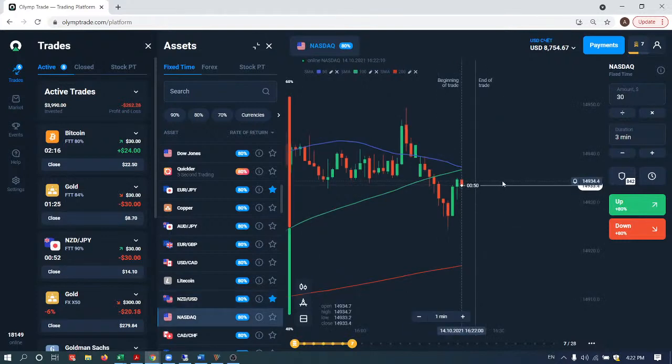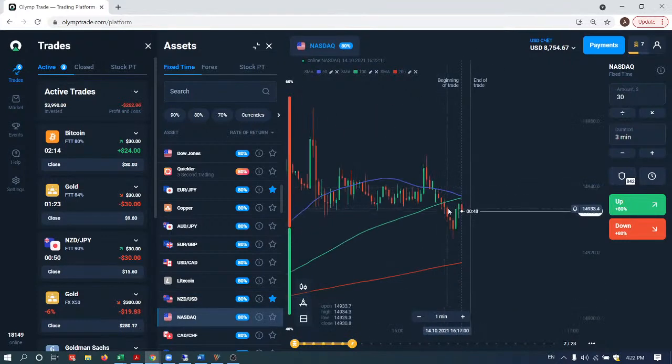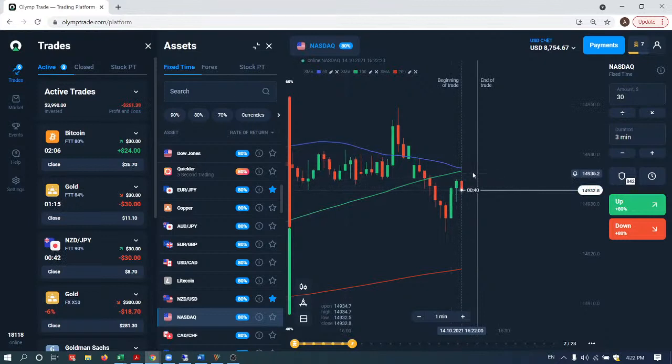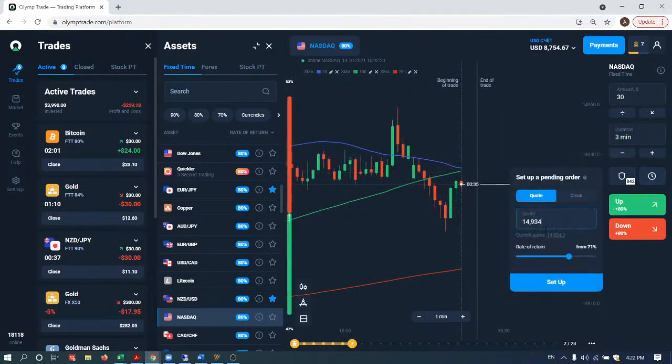I'm adding to Nasdaq. This looks like a very interesting trade, and even though we are 8 minutes away from opening on Nasdaq, I think we can place a pending order here.